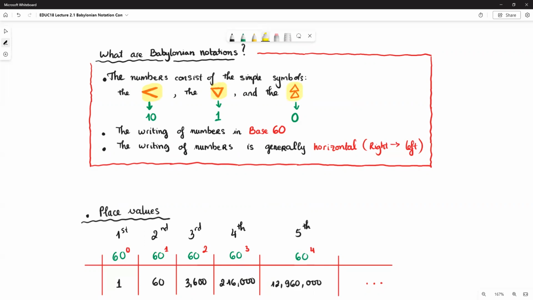The writing of the numbers is in base 60 and it's written out in the horizontal. This means it starts from the right side to the left side. And then here are all the place values we have. We start from the right side, and here, 1, 2, 3, 4, 5, and so on, going to the left.